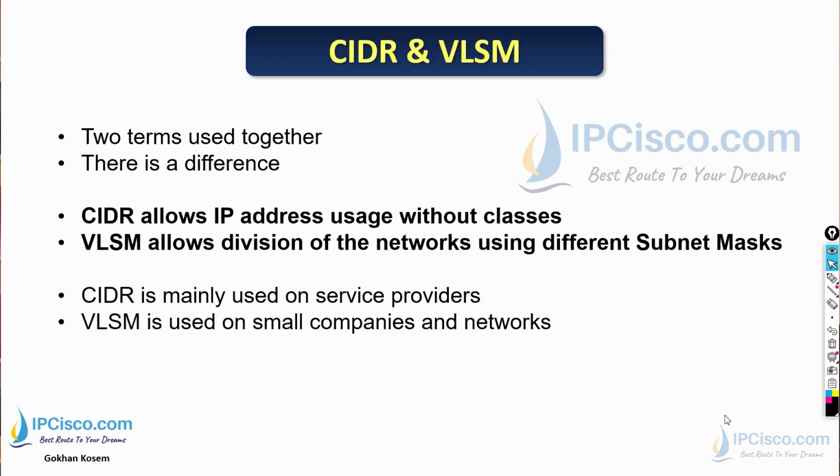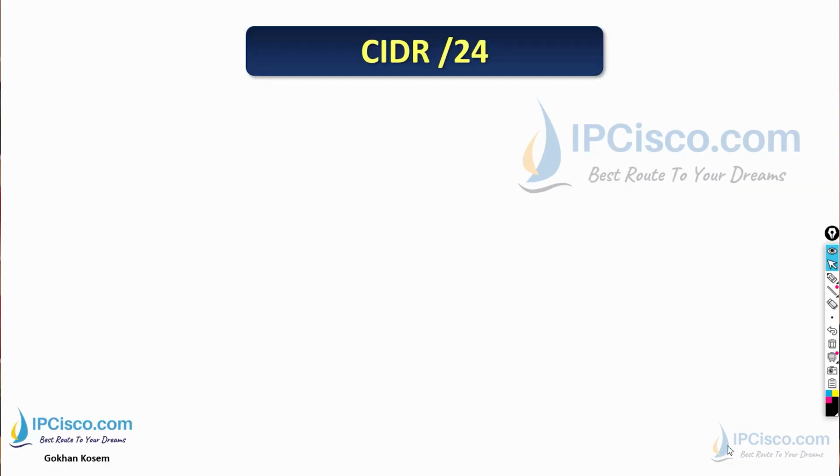CIDR and VLSM. These are two terms used together, but there is a difference between these mechanisms. CIDR allows IP address usage without classes. It eliminates using classes. VLSM allows division of the networks using different subnet masks. CIDR is mainly used by service providers. VLSM is mainly used in small companies or networks. Now let's give some examples for different CIDR notations.